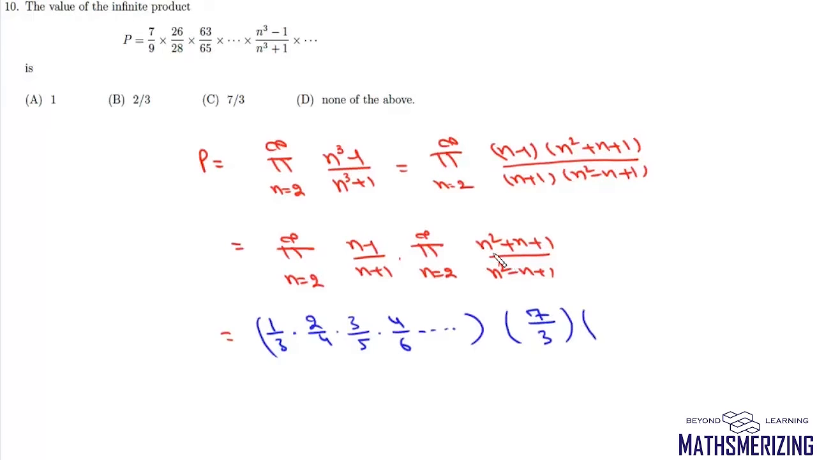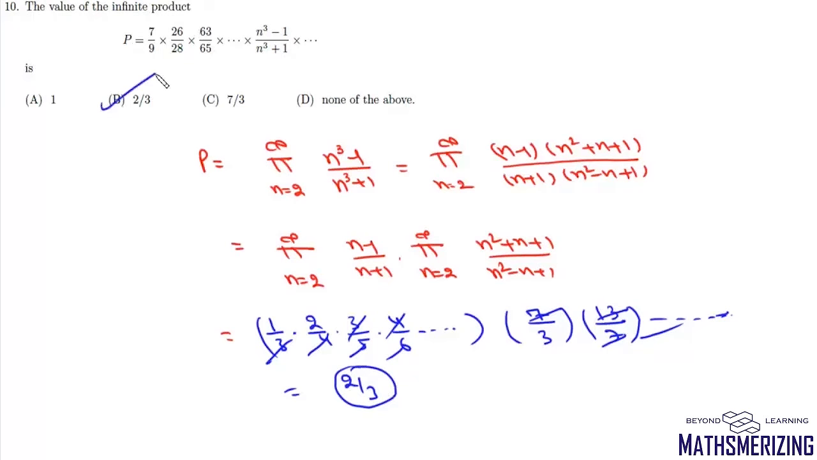Now we'll put n as 3, it'll be 9, 10, 13. And here will be 9 minus 3, 6 plus 1, 7. And this series again will continue up to infinity. Now here this 3, 4, 5, 6, they'll all get cancelled. And here also this 7, 13 will get cancelled. So we'll get this result as simply 2 by 3. So the value of this infinite product will be 2 by 3, and that's your option number B.